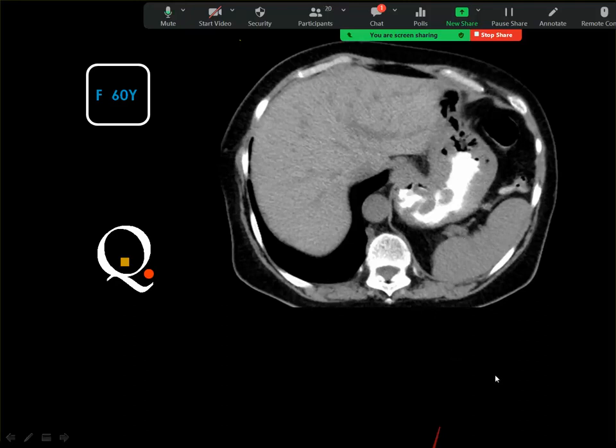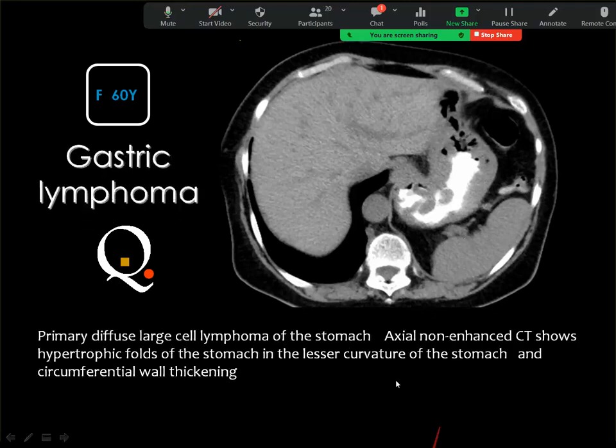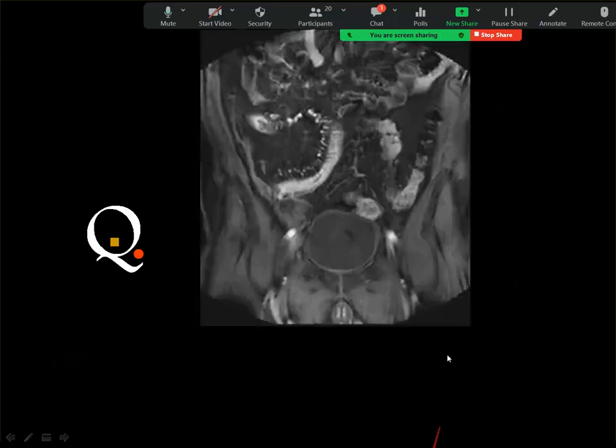This patient has proved to be gastric lymphoma after biopsy. Next case.